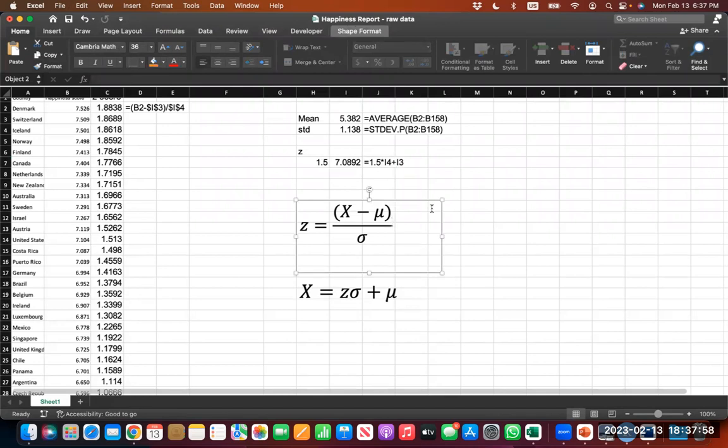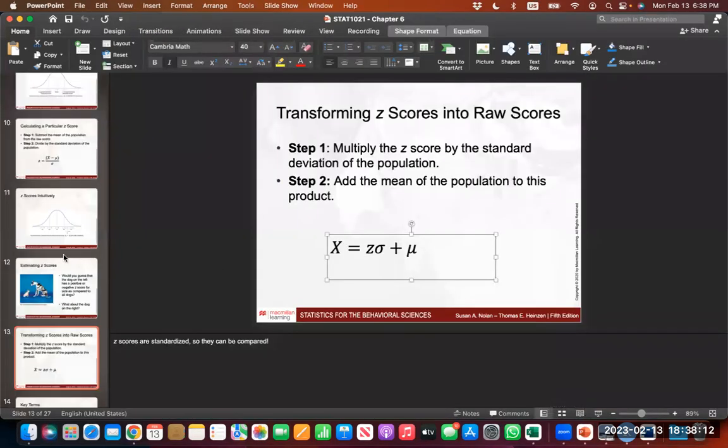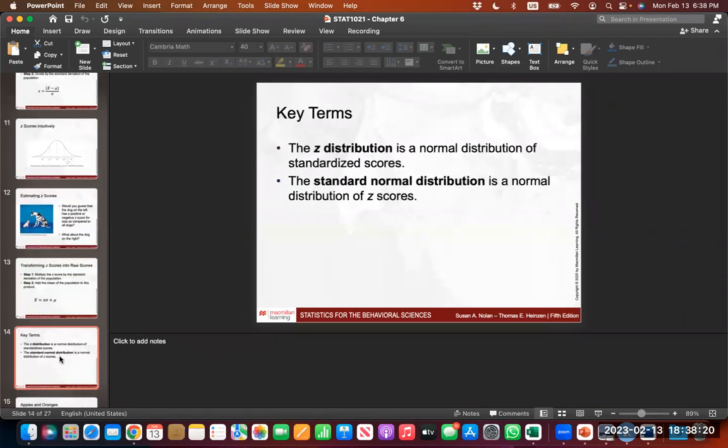So you basically take the individual Z score that you want to transform into a raw score, you multiply it by your sigma, and you add the mean, and there you are. So that's how simple that is. It's a very simple principle, and it will really open a world in the realm of statistics for you.